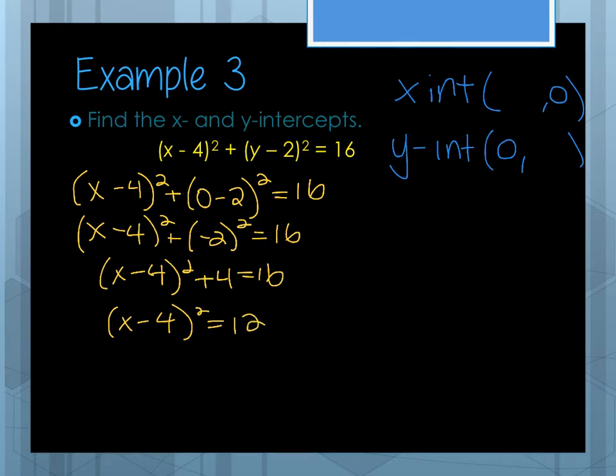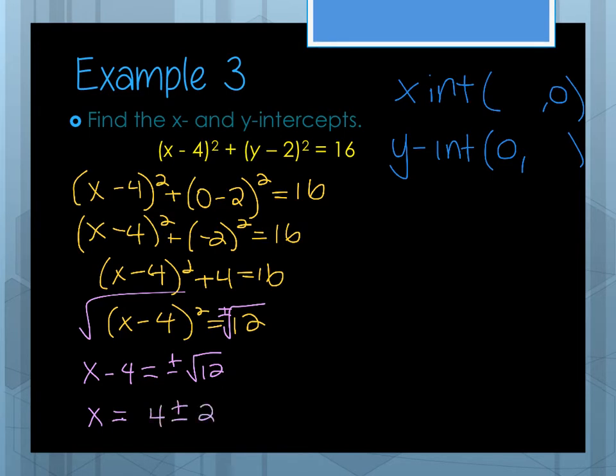And then when I go to square root it, what do I have to remember to do? Good. Plus and minus on the other side. So x minus 4 equals plus and minus the square root of 12. X equals 4 plus and minus 2 root 3, which is what square root 12 rationalizes to, or simplifies to. So there are two x-intercepts, 4 plus 2 root 3 and 4 minus 2 root 3.